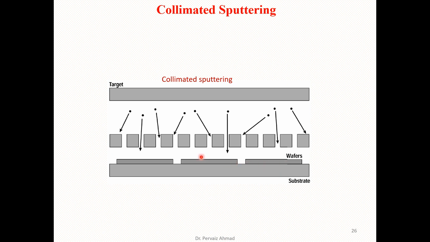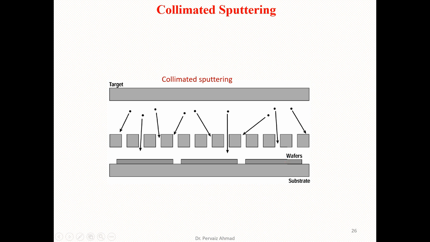On these wafers we are trying to deposit the thin film, but here you can see we have these block-like structures. Inside these block-like structures, we move the sputtered atoms from the target toward the wafer. The sputtered atoms move through the holes between these block-like structures and are deposited on the wafers in the form of a thin film.